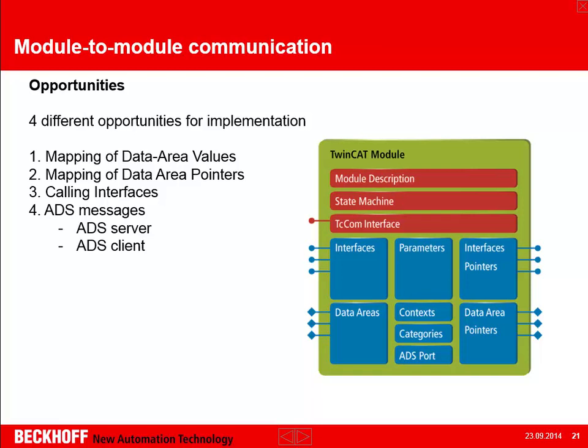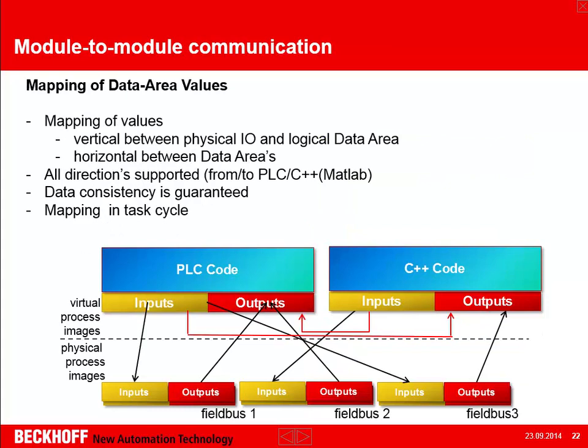Opportunity number 4, ADS messages, is not for hard real time. So what is mapping of data areas? Instead of mapping an output to a physical output on field path, you can of course do a horizontal mapping. So an output from the PLC code could be mapped as an input to a C++ code, or the other way around. This could be a mapping for single data variables, but also for complex data types.